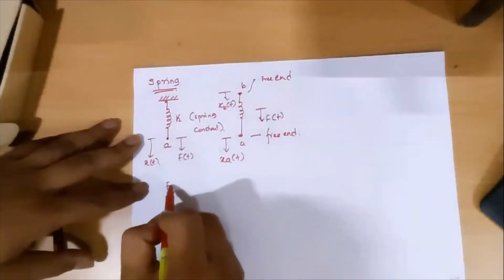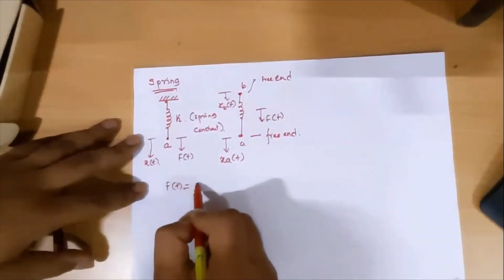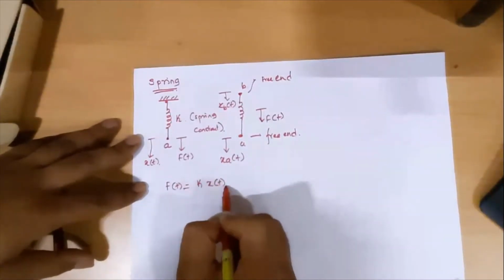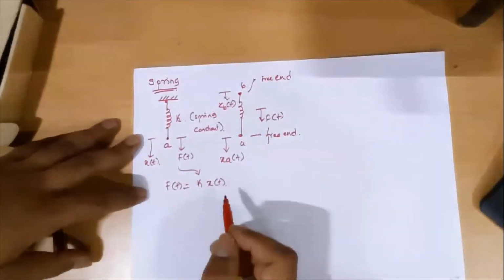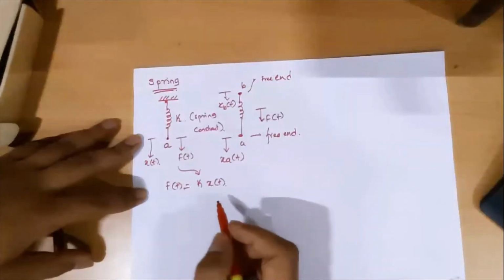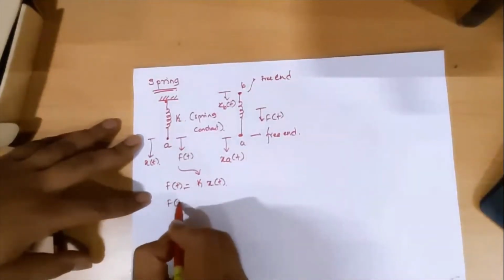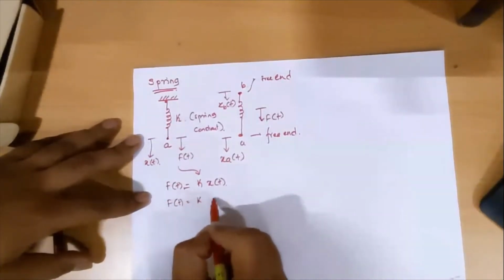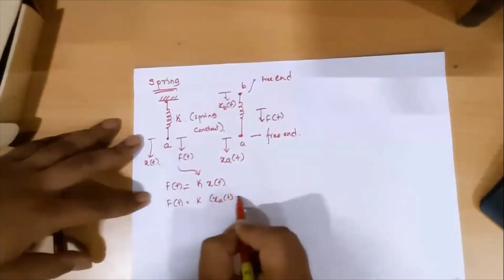So if you want to write a mathematical equation for this, it is given as f is equal to k into x of t. That's it. Just like V equals I into R. For a spring, the mathematical definition is f of t equal to k into x of t for this diagram. And for the other diagram, it can be written as f of t equals k into xa of t. We have two displacements now, correct?